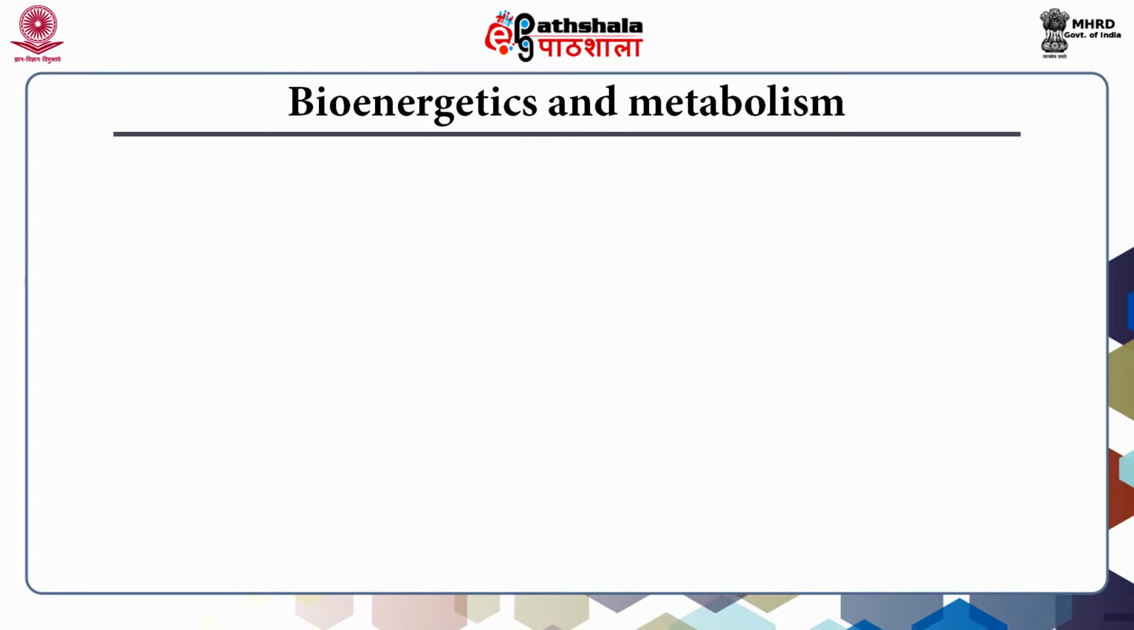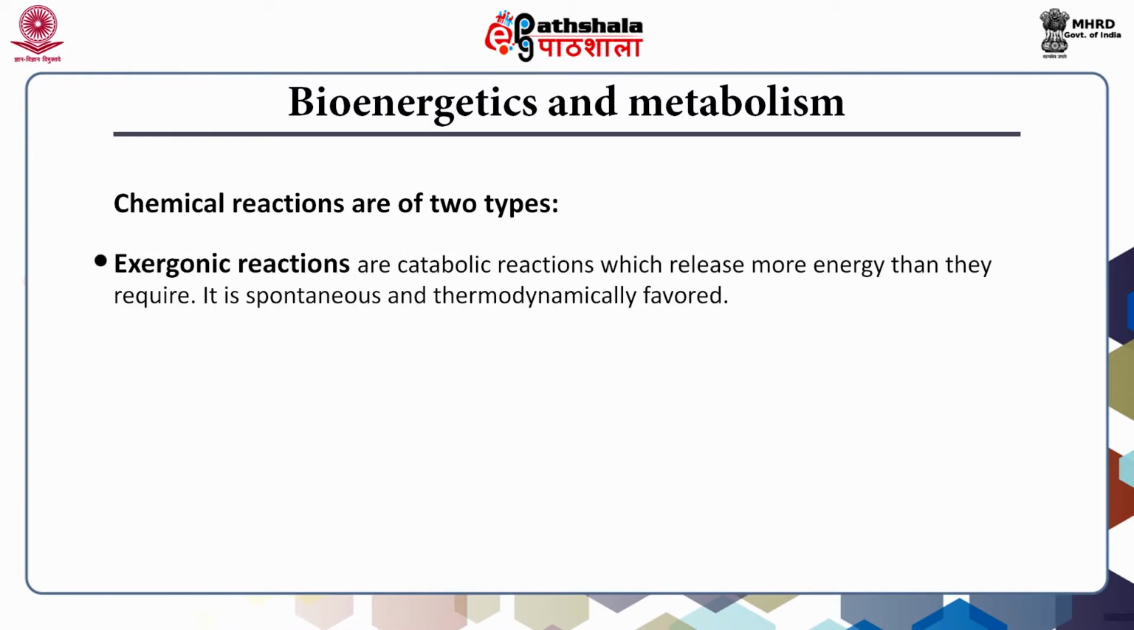Continuation of bioenergetics and metabolism. Now, we will also look at two different types of chemical reactions, which are exergonic reactions and endergonic reactions. Exergonic reactions are basically catabolic reactions which release more energy than they require. It is spontaneous and thermodynamically favored.